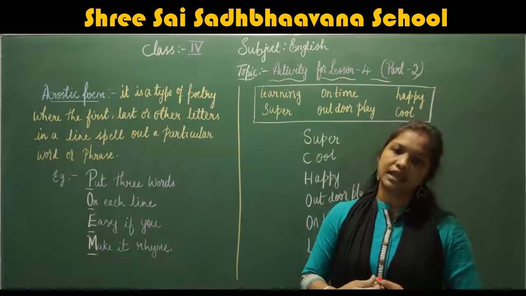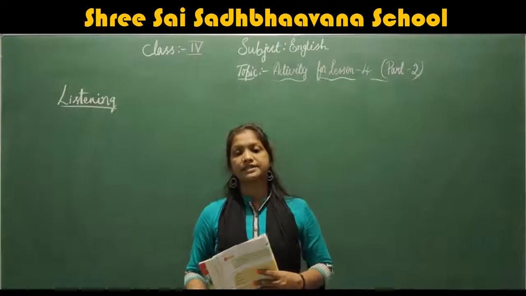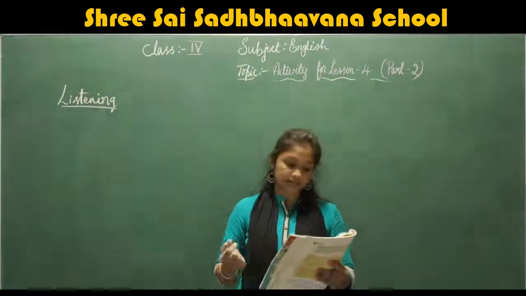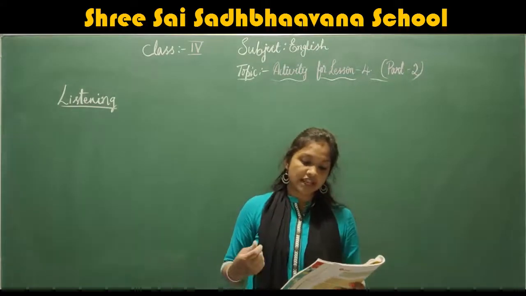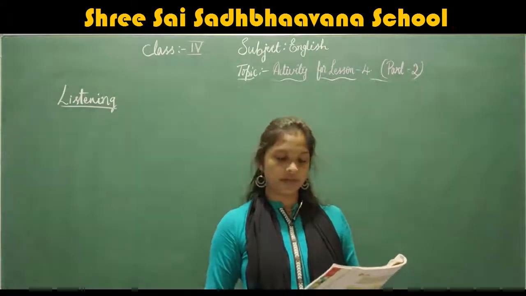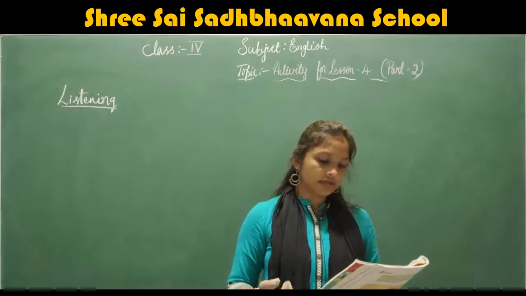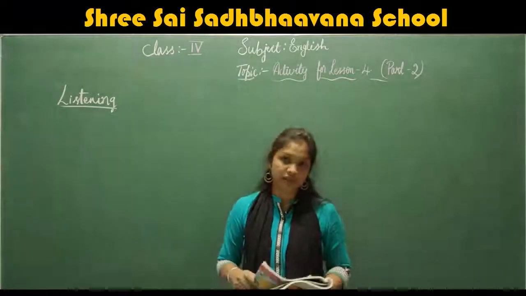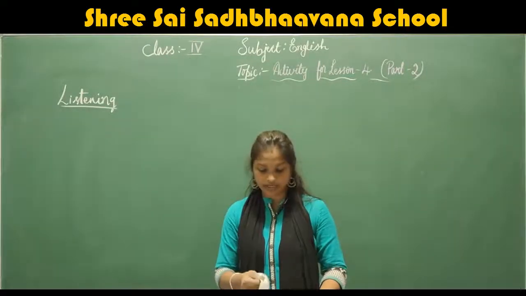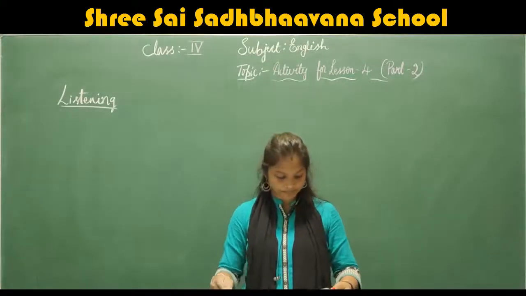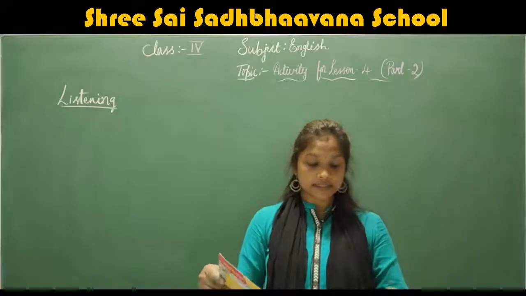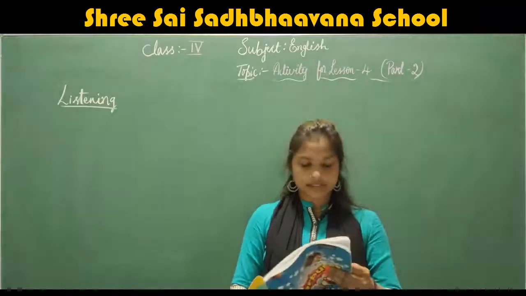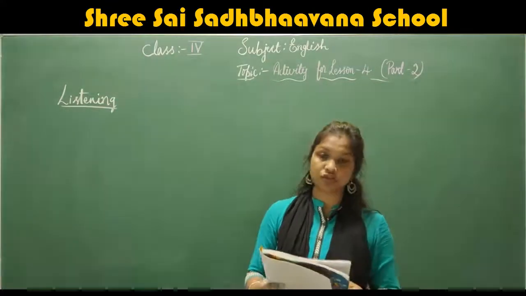Next we'll move on to the next topic. Children, next is listening activity. Under the listening activity, what have they given? Listening for specific information. Yeah, they have given a story and we have to pick the correct answer for the question. Children, the story is on page number 112, that is summaries. Okay, see under that, the Peter and Wendy story.